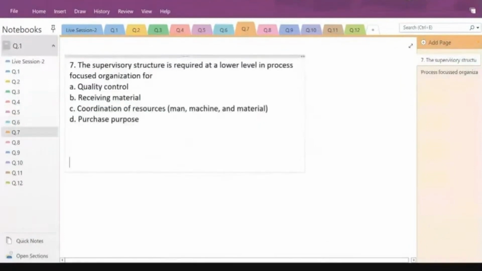The supervisory structure is required at a lower level in process focused organization for which of the following? You can type the answer in the chat box.